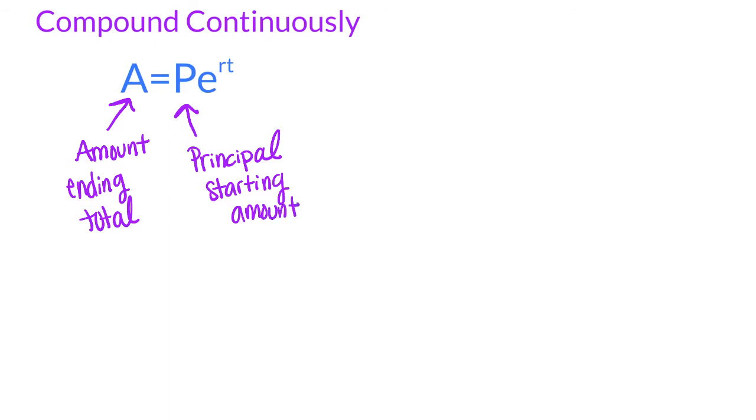Now, e is just a number. There's no value that you're going to plug in for e. It's just a value that's located on your calculator, 2.71828. Okay, so it's just a number. There's nothing you're going to plug in for that. Now, the r, just like in that previous formula, is your rate of interest. Now, this is entered in as a decimal. Okay, you don't want to plug it in as a percent.